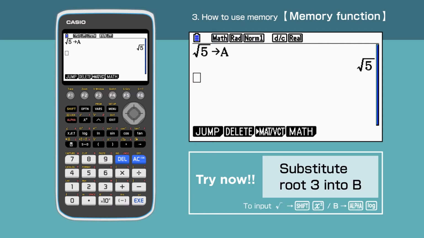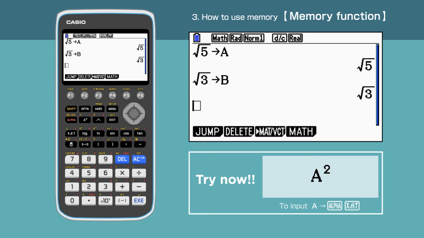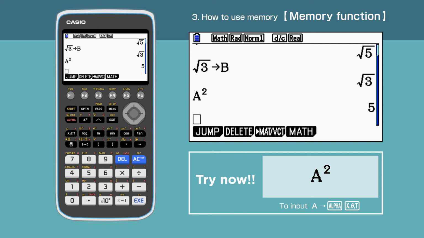Let's try another example. This time, we substitute root 3 into B. Now, we are going to find A squared. Enter A squared. We have got the answer 5.